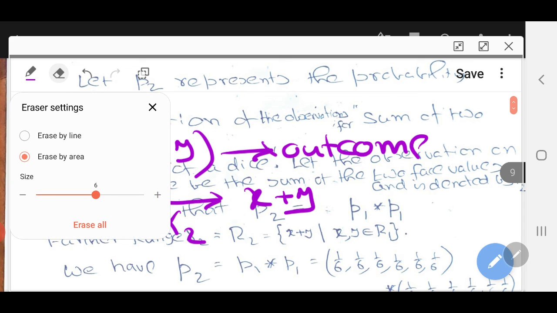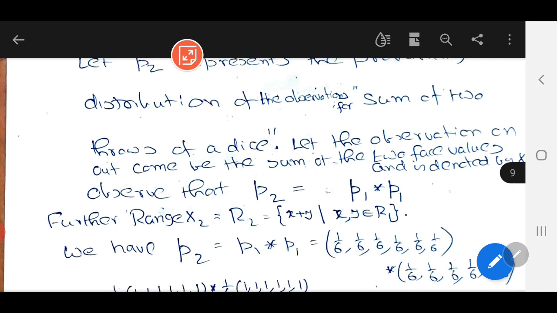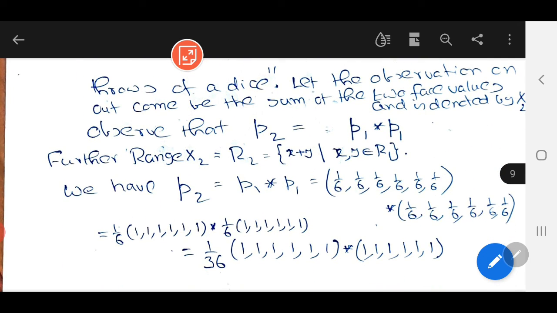So now what is happening here? That is how I am getting this P2. P2 is a probability vector, I am saying. See, P1 is 1 by 6, 1 by 6, because the total is 1. So that is a probability vector. Convolution star 1 by 6, 1 by 6, 1 by 6, etc.